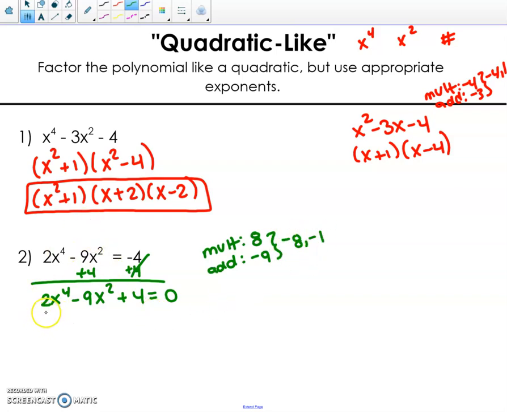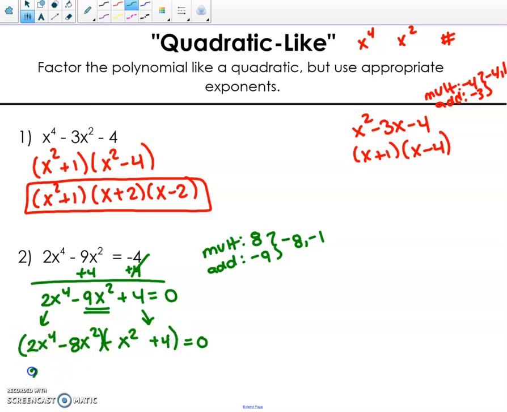So just like we would before, we have to do the longer method. So we're going to bring down the 2x to the 4th and bring down the 4 and rewrite the -9x squared. Now instead of writing it as -8x and -1x, because they have to add to the x squared, we're going to write x squareds instead of x. So we have -8x squared minus 1x squared. This is still equal to 0. So we have these four terms, so we're going to group them.